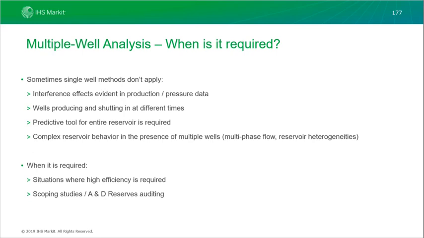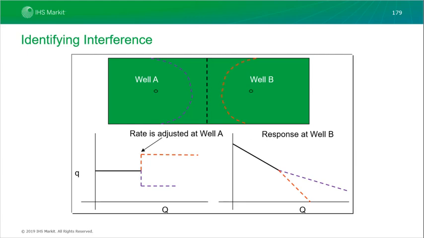So when would it be used? Group analysis is useful for scoping studies and in situations where quick answers are required, and you're interested in the total system behavior rather than just individual well behavior. Looking at an example here, multi-well analysis is great for identifying things like interference. Here we have two wells in the same reservoir, well A and well B, drilled side by side, and they're producing. If we have communication between these wells, we can see that when well B comes into production, there's going to be an adjustment of the rate at well A, and we're going to see a response at well B.